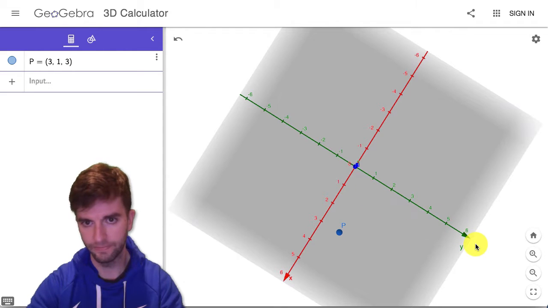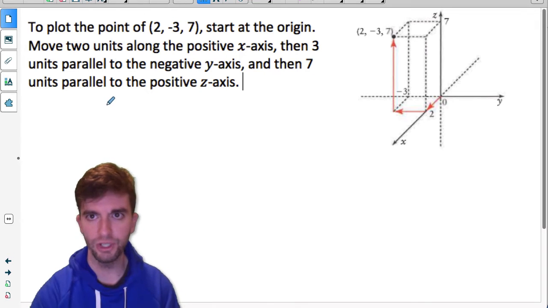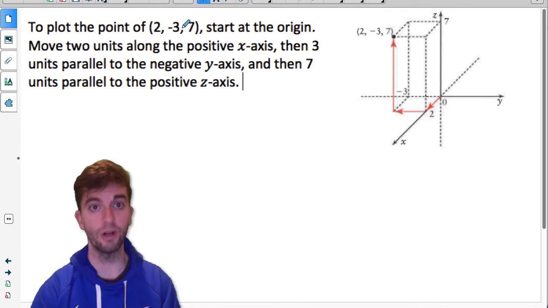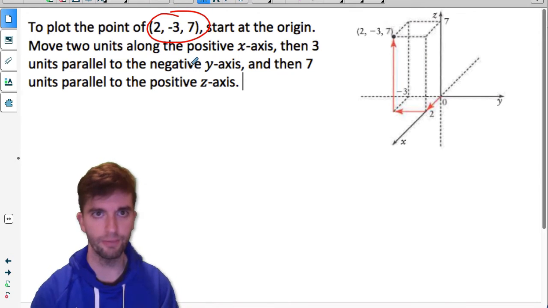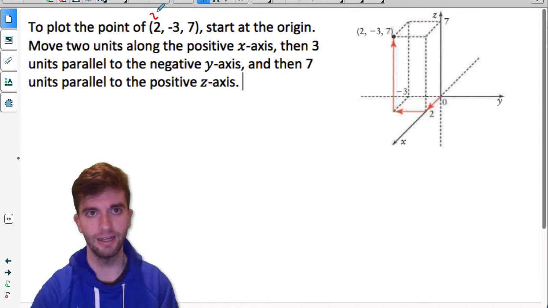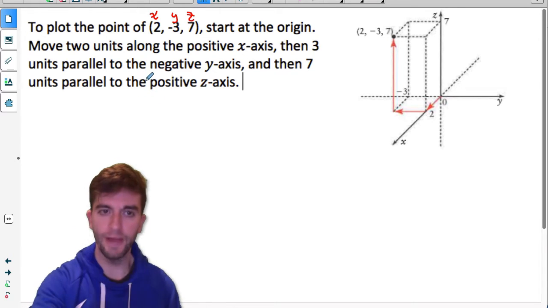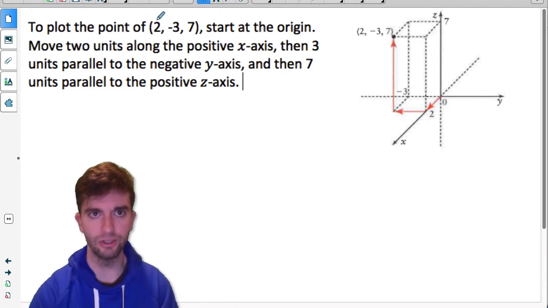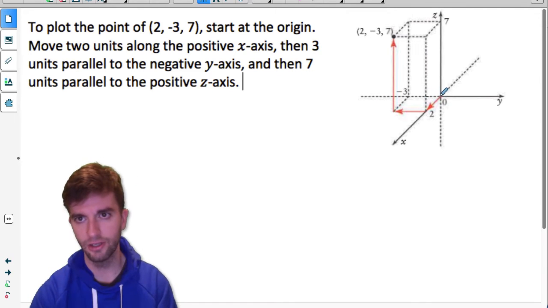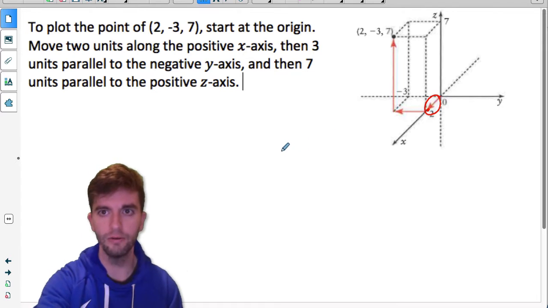So before we draw vectors in 3 space, let's make sure we can plot some points in 3 space. So this point, (2, -3, 7), has an x, a y, and a z component. If we're to plot that point, we start by moving 2 units along the positive x-axis. So that brings us to right here. That's represented by that arrow.